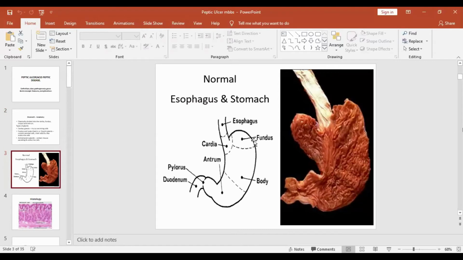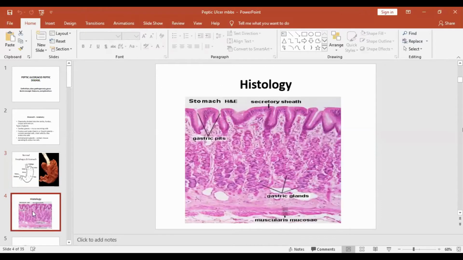Now, these are the four compartments: the cardiac end, which is just below the esophagus, then fundus, body, and this antrum. This is the pylorus and then the duodenum. So these are the four components of the stomach, and this is the gross appearance of the stomach mucosa. See here, the esophagus is white and this is red.